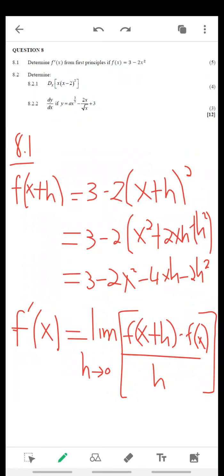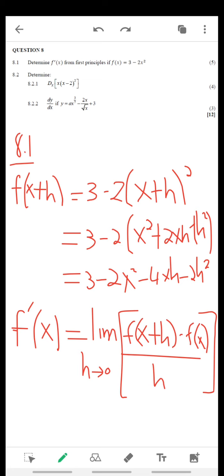Good day, grade 12. Here with me, I have question 8 on calculus from a past exam paper, and I thought we should do this question. There are other sessions that I have posted. Please make sure you find them. This is, by the way, revision number 2 on calculus.